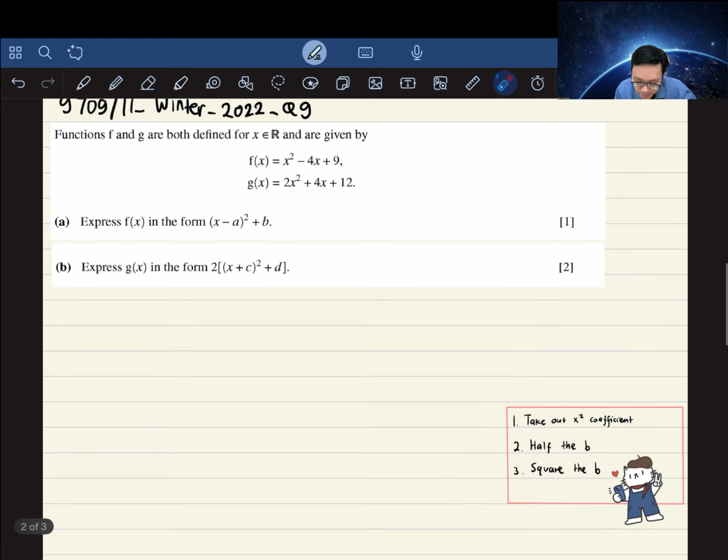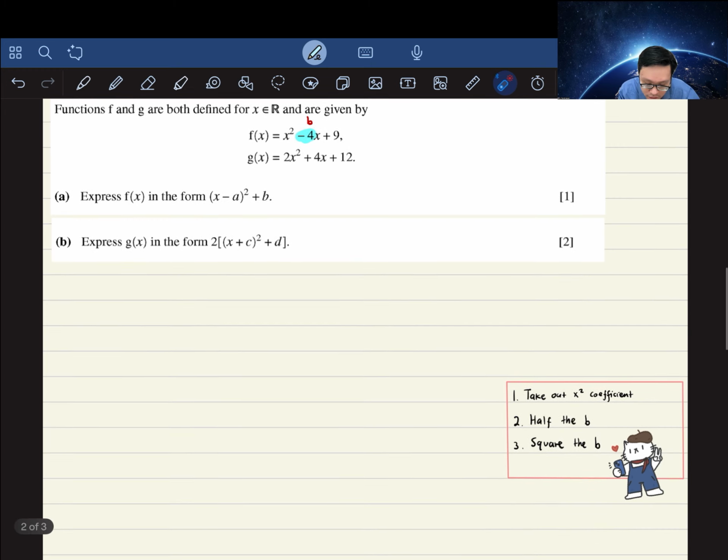Now, these are the steps on how to do completing the square. The first one, we're going to take out the x squared coefficient. For now, let's ignore that step first because for f(x), the coefficient is 1, so there's no problem there. The second step, half the b. What is the b? In the quadratic expression, b is basically the coefficient of x. So for f(x), this is the b, minus 4. And then the third step, we square the b to complete the square, the missing square.